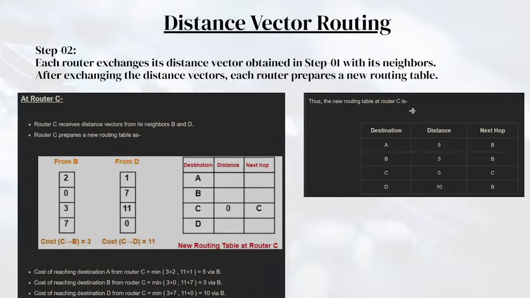Moving to C, the same way. C to B is 3, C to D is 11. Accordingly, when it was calculated, 3 plus 2 and 11 plus 1. Which one is the shortest? We have identified 5 as shortest. So 5 was identified here and 5 was written here. Second is 3 plus 0, 11 plus 7. So which one is the lowest? We can say this one, 3 plus 0, 3. So we have added 3 via B is the easiest way.